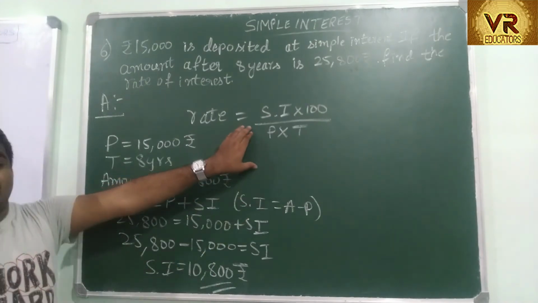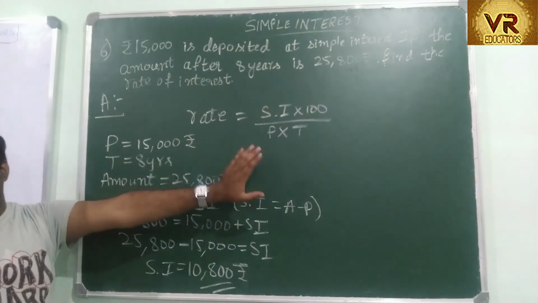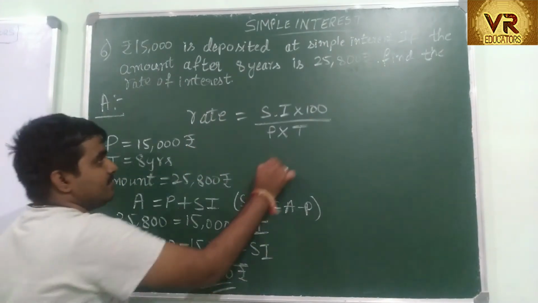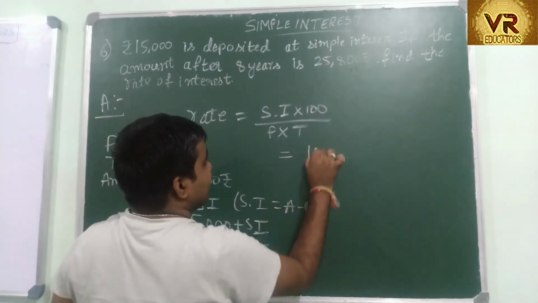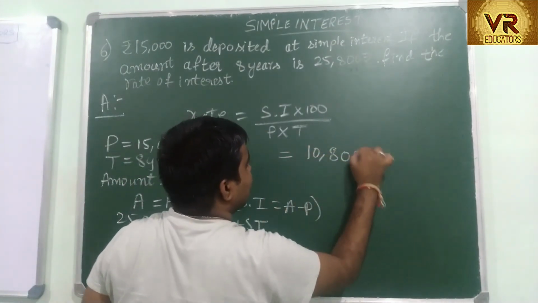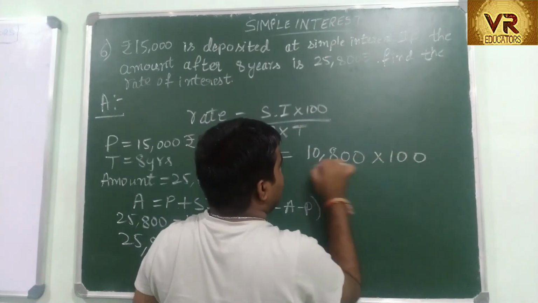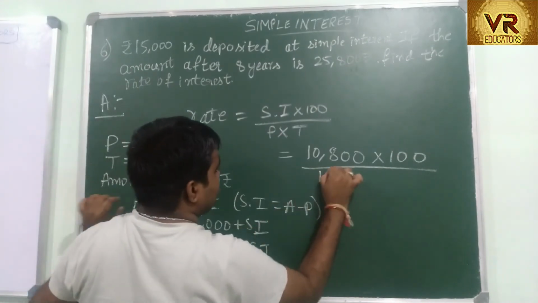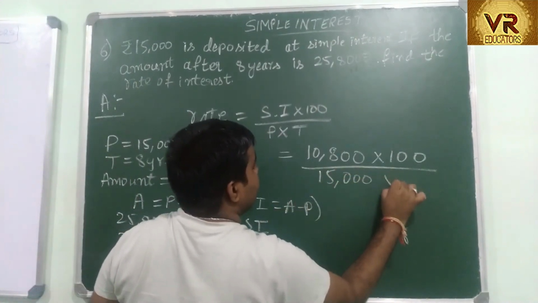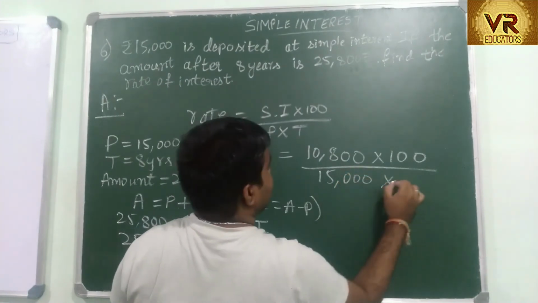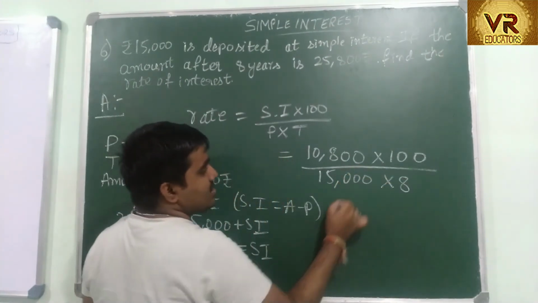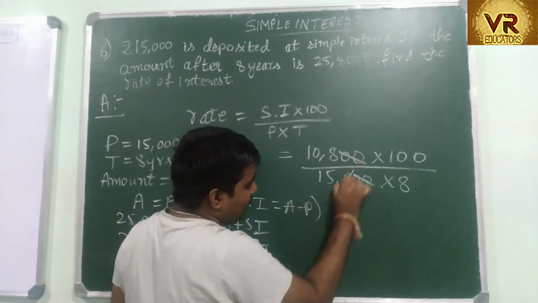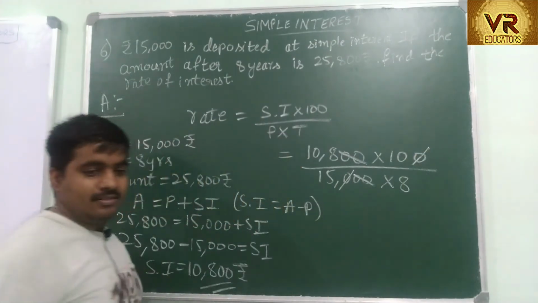Now you can use this formula here. You got all the data you require to find the rate. Okay, so let's find the rate. What is simple interest? 10,800 into 100 divided by what is principal? 15,000. Time is 8 years. Okay, so we can cancel out 2 zeros here, 2 zeros here, remaining 1 zero here and here.